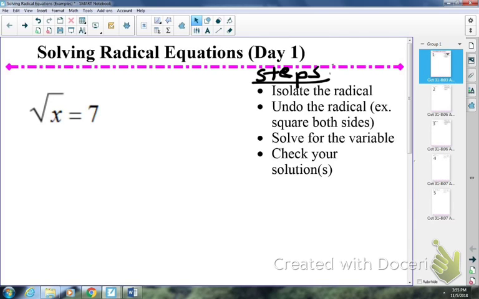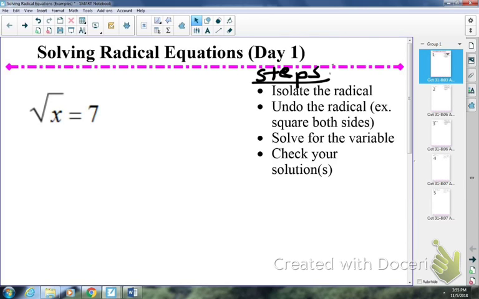Step number 3 is to then solve for your variable. So if it's x, get x on a side by itself. Use your Algebra 1 skills to do that. And then step number 4 is to check your solution. So whether or not it's an official check step that you write out or you just mentally check it, make sure your answer makes sense in the problem. Make sure it works out. Okay, if it doesn't, it's what we call an extraneous solution, and we'll talk about that a little bit more tomorrow. So again, step number 1 is to isolate the radical. Step number 2 is to undo the radical. Step 3 is to solve for your variable, and step 4 is to check your solution.